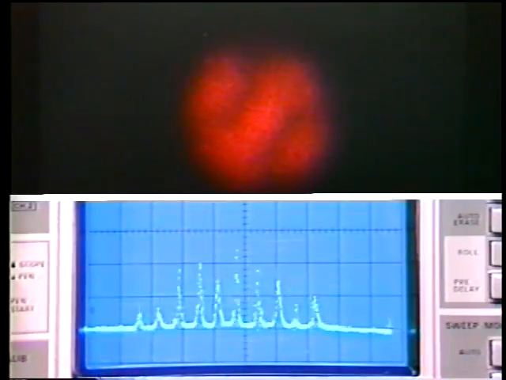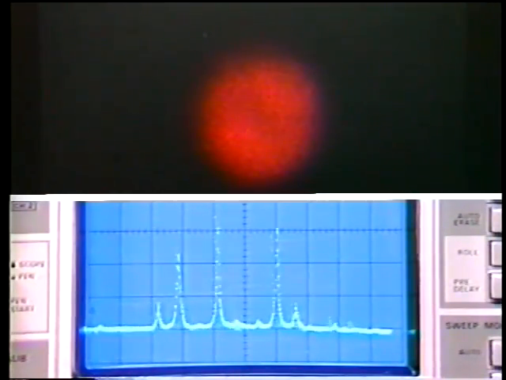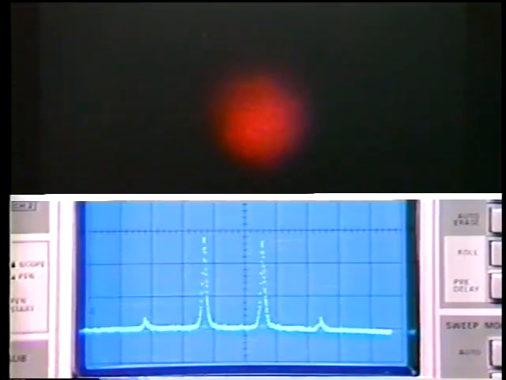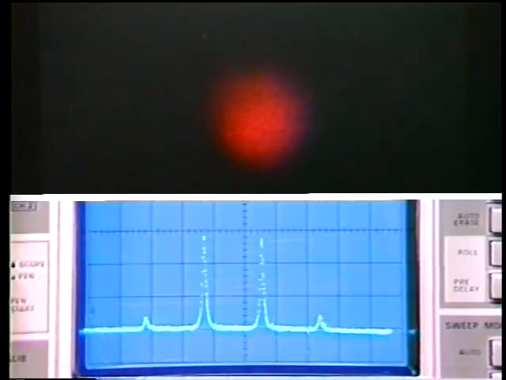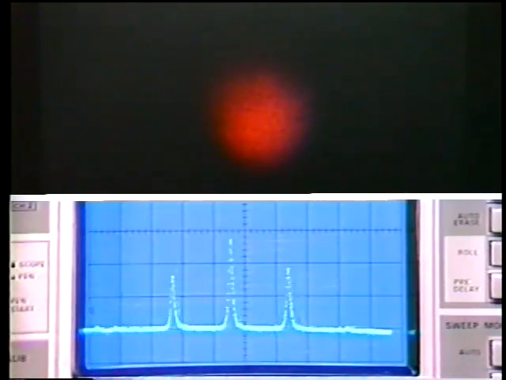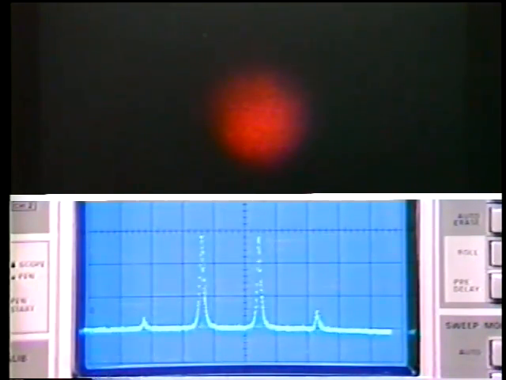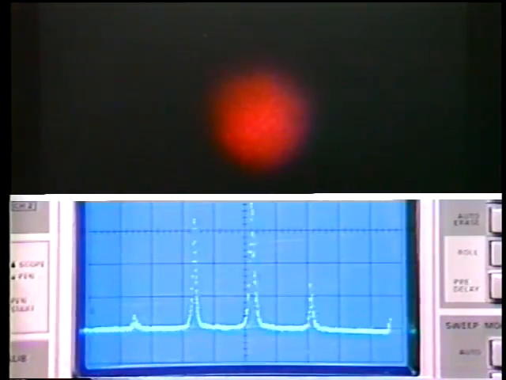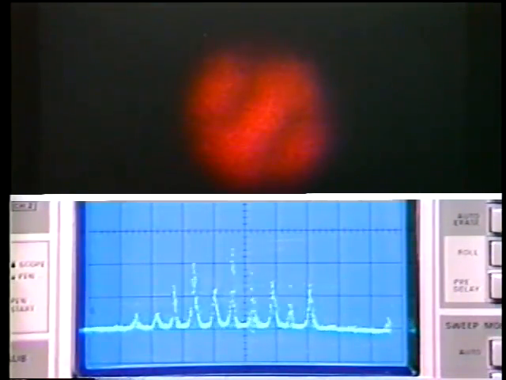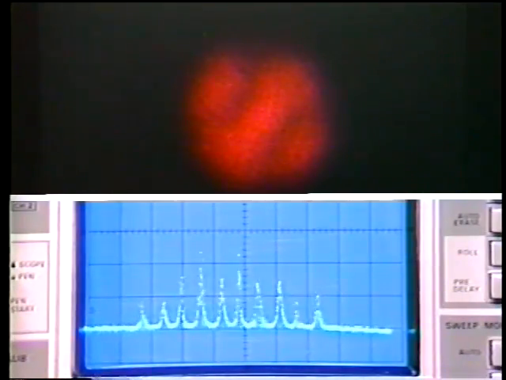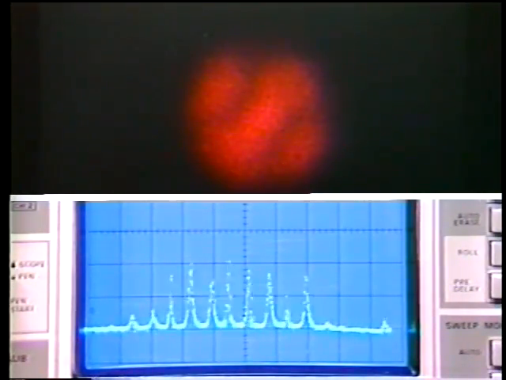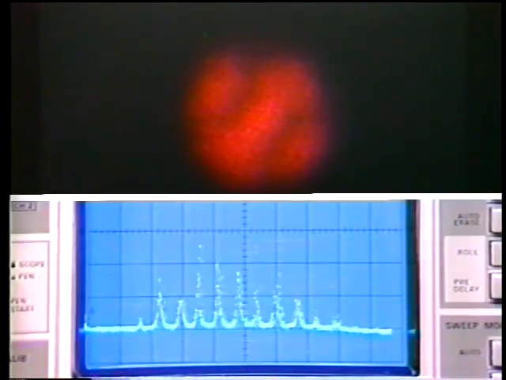So here I'll do it again. I'm going to reduce the aperture size to get the lowest order mode oscillating. See, again, we just get the longitudinal modes of the 0-0 mode. And now I will introduce the transverse modes again to show that their longitudinal mode frequencies are different from the 0-0 mode.